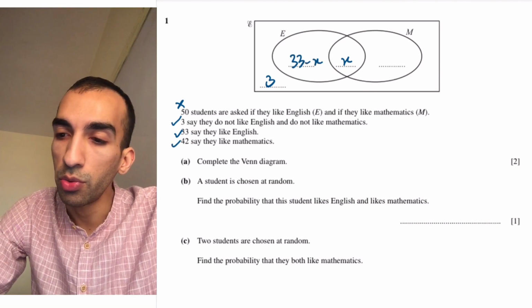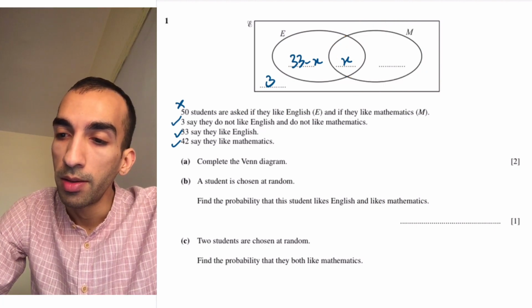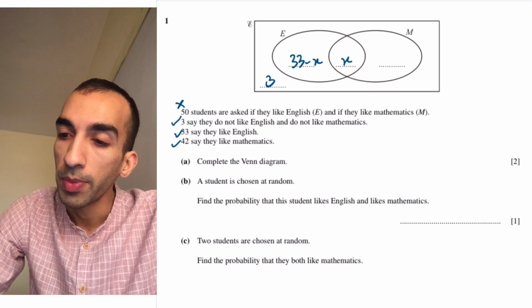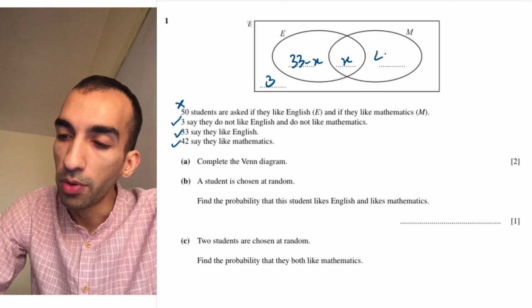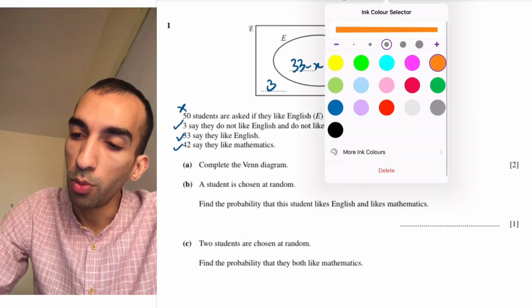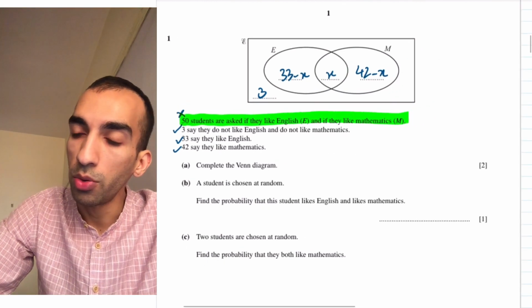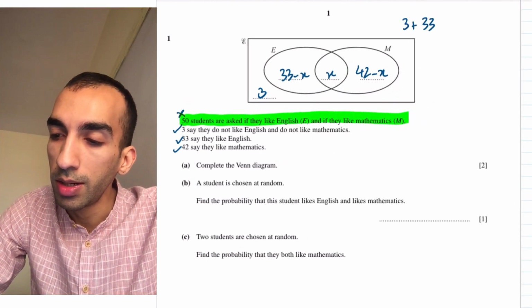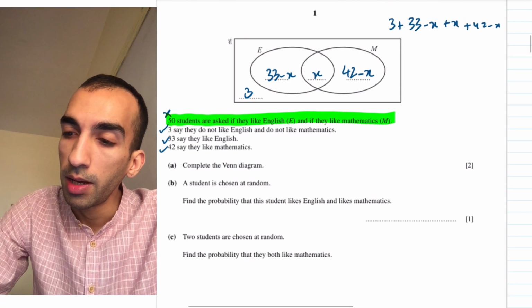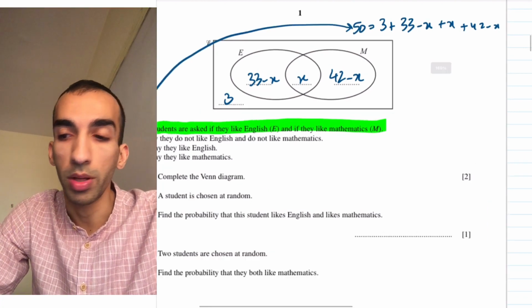Similarly, when they say 42 like mathematics, the entire circle represents mathematics. However, the number of students who like both English and mathematics is not given. So the remaining is going to be 42 minus X. This is where we go back to this piece of information, and this is useful for us now. We are going to add all of these values together: 3 plus 33 minus X plus 42 minus X, and this entire value is equal to 50, because 50 students are being asked whether they like the subject or not.